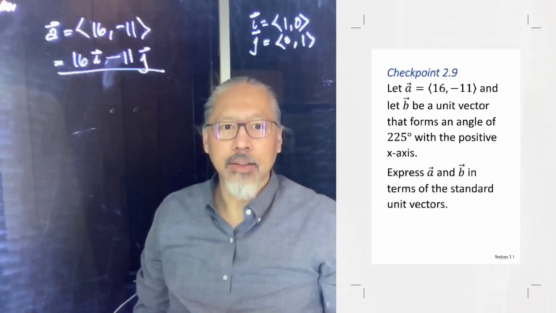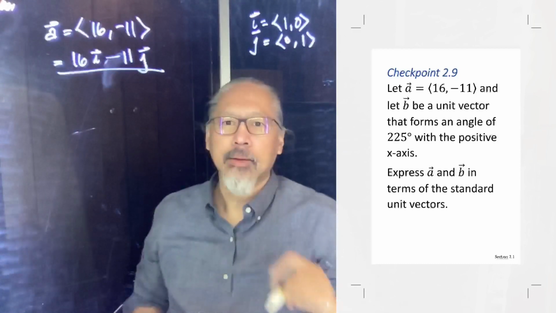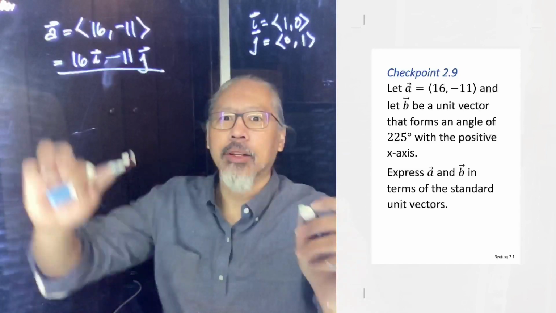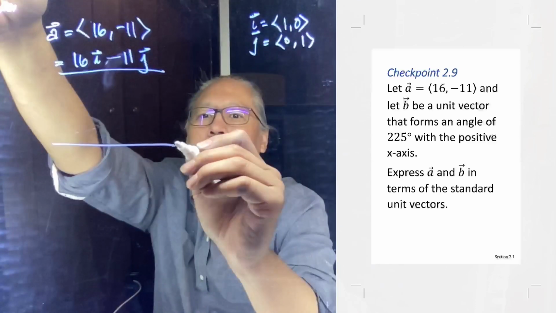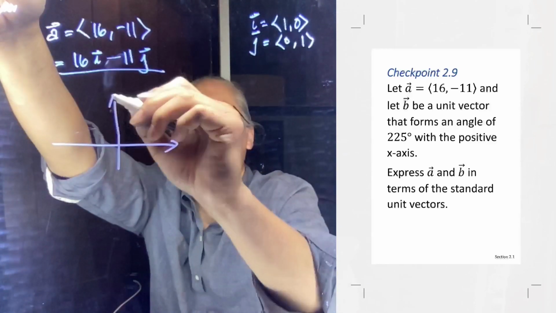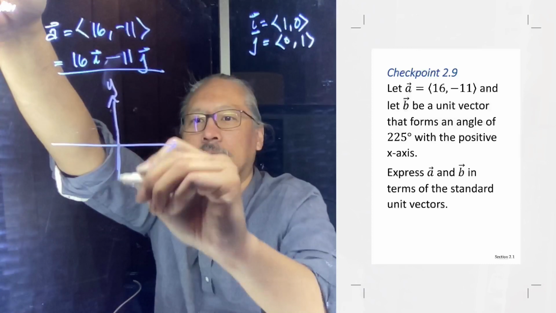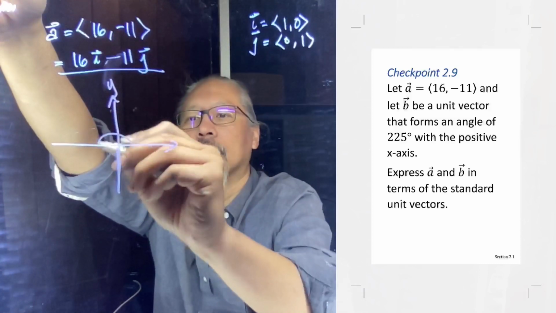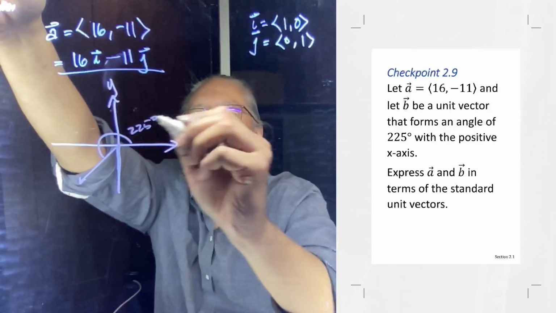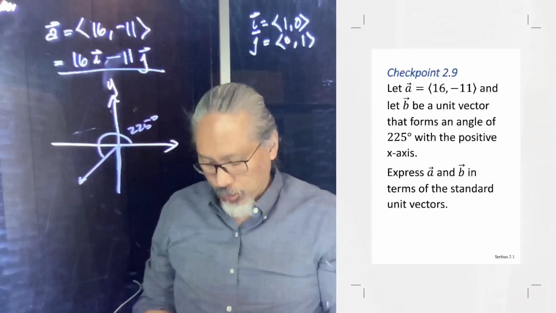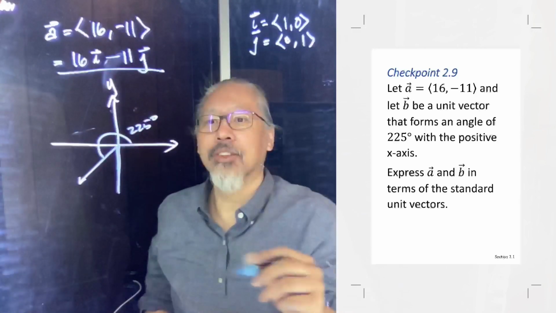The second one's going to involve us trying to find our components. And for this, we need to draw our x and y. And 225, that's between 180 and 270. 270 is this negative y-axis, so it's somewhere over here. And I wonder if 225 degrees is actually one of those nice reference angles.